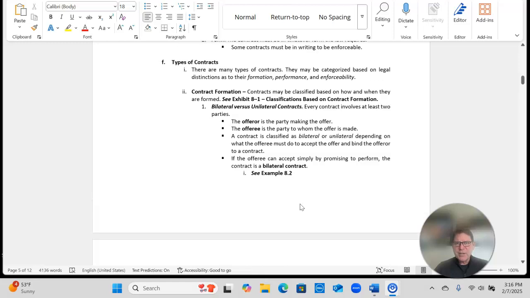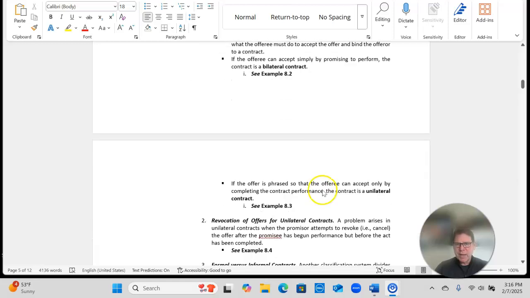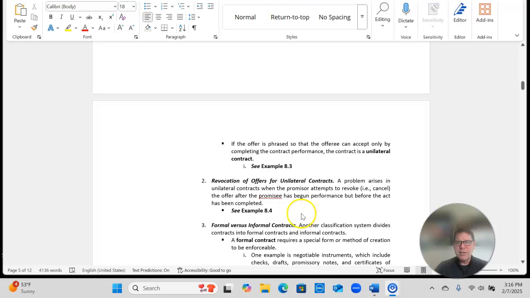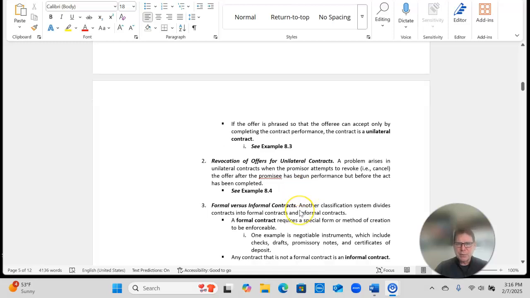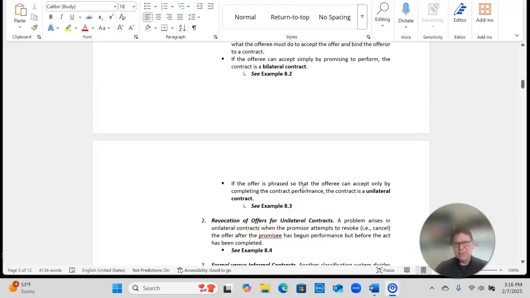Revocation again is just taking back the offer, pulling it back, saying, you know what, I've changed my mind, I'm revoking my offer. It cuts it off, and it's no longer capable of being accepted. So revocation of offers in a bilateral setting, revocation of offers in a unilateral setting. There's a distinction now.